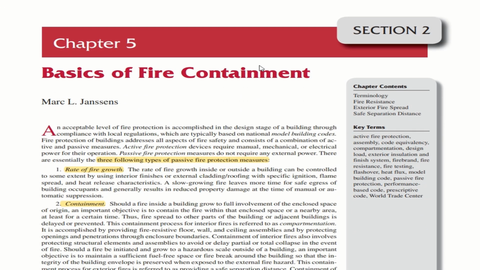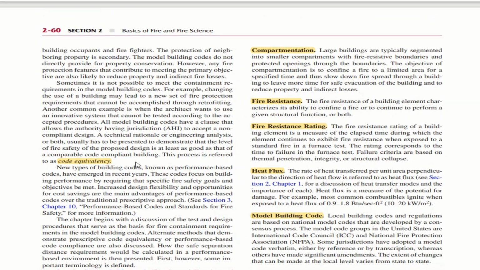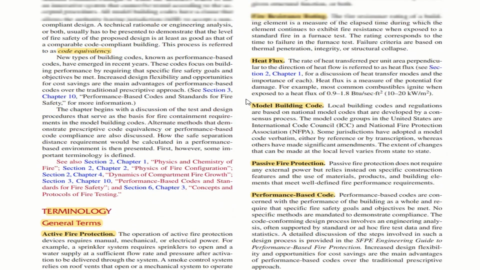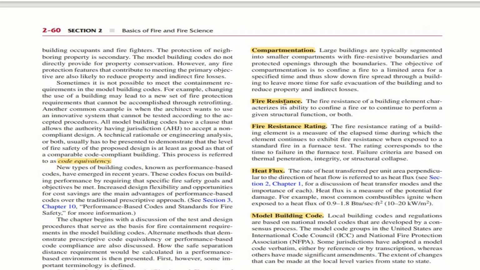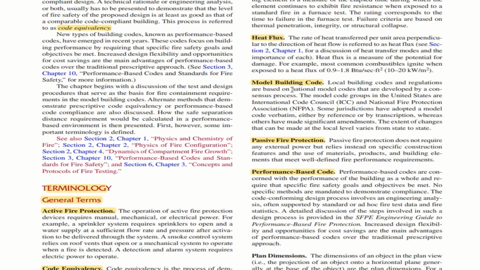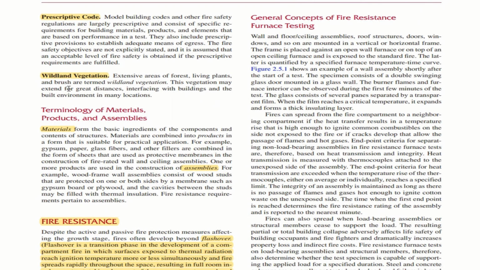Basics of fire containment. Here we have some of the topics such as rate of fire growth, containment, emergency egress. These are the three following types of passive fire protection measures. And you have some terminology or general terms such as active fire protection, code equivalency, compartmentation, fire resistance rating, heat flux. The rate of heat transferred per unit area perpendicular to the direction of heat flow is referred to as heat flux. Important point. Model building code, passive fire protection, performance based code, prescriptive code, wildland vegetation.